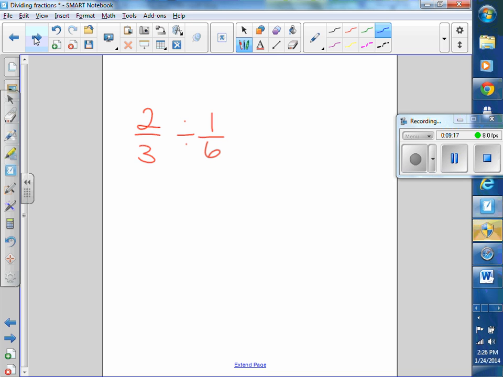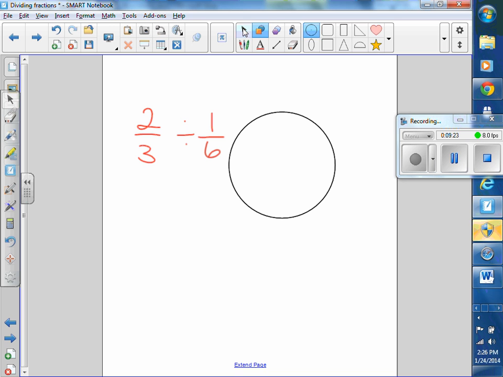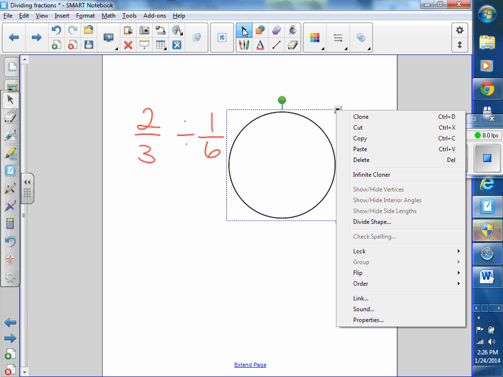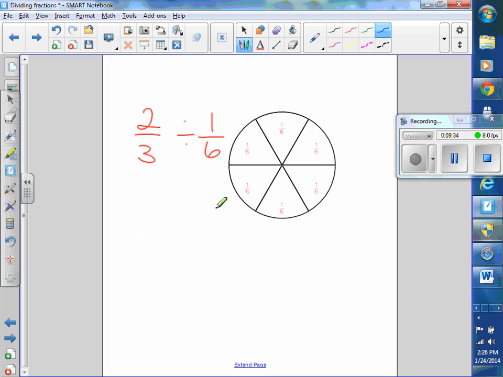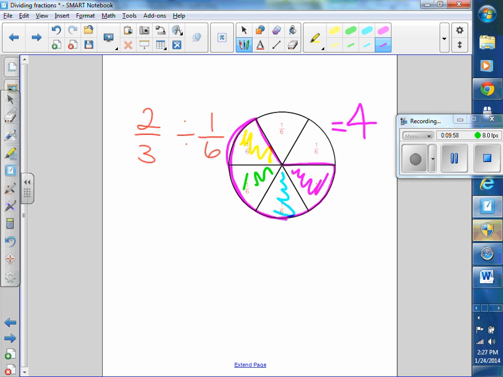So how many 6 fit into 2/3? Which should I go to? 6, right? And then here's 2/3 right there, right? And there's 1, 2, 3, 4, 6 and 2/3, so the answer is 4.